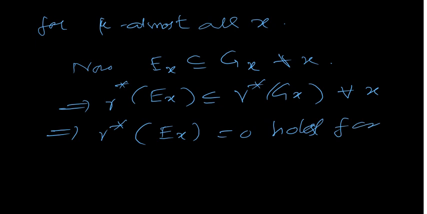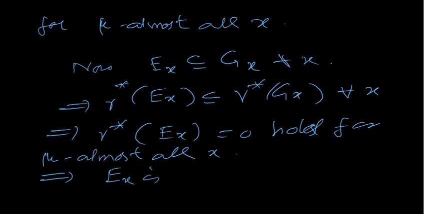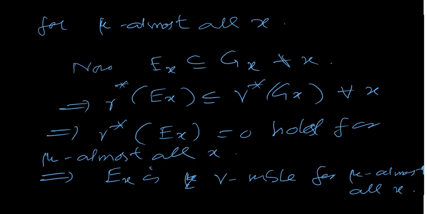This holds for mu almost all x, which implies that this function is integrable. So this means that its measure is 0 almost everywhere. So this set Ex, if it is 0 almost everywhere, it's for mu almost everywhere, so Ex has nu measure 0 for mu almost all x. Okay, it's equal to 0 almost everywhere.